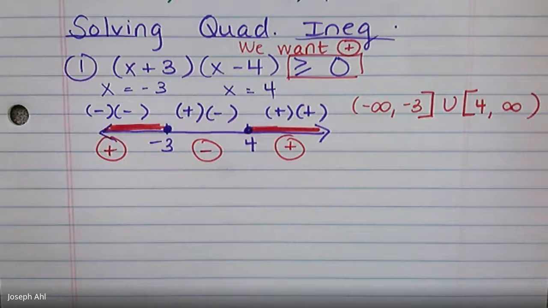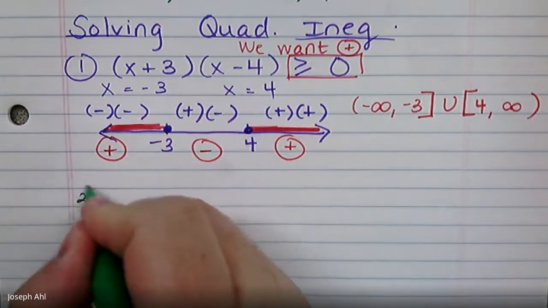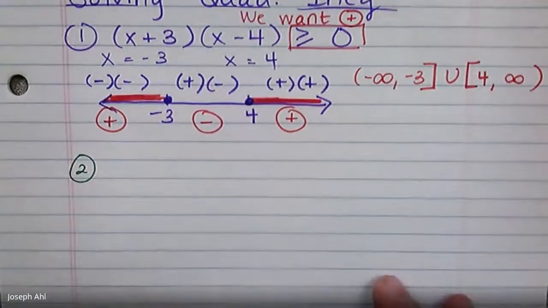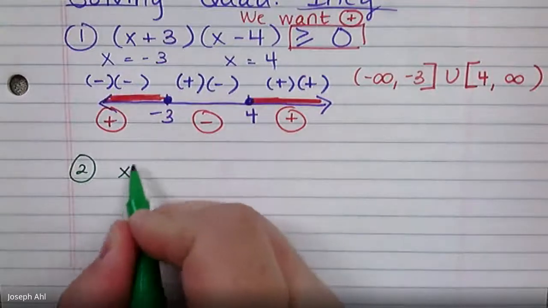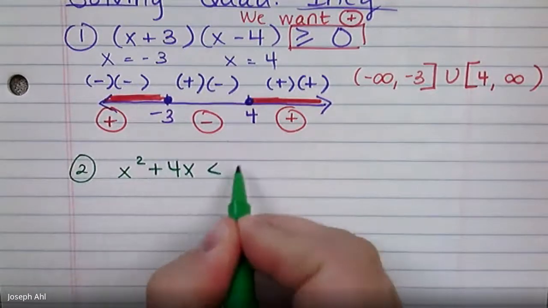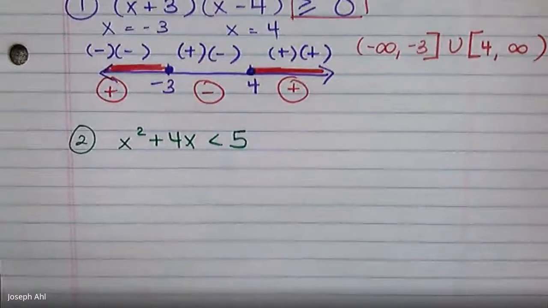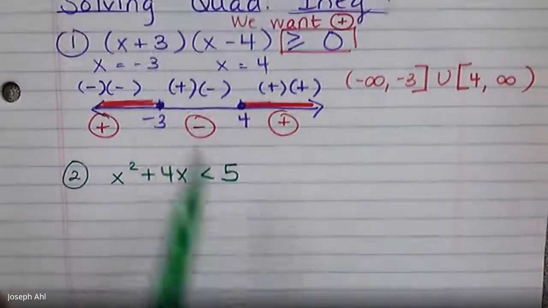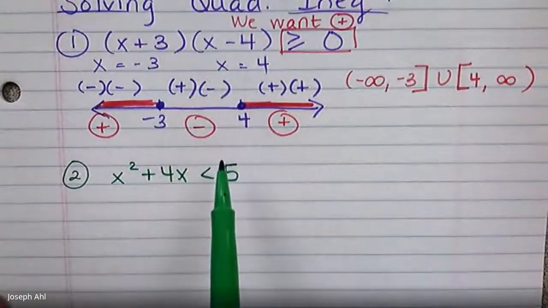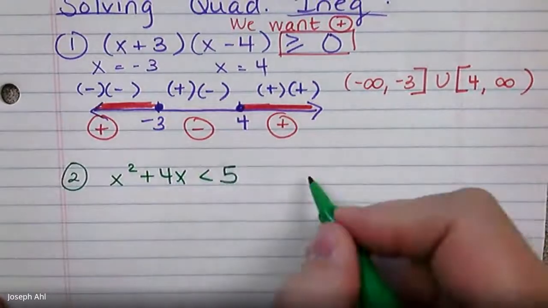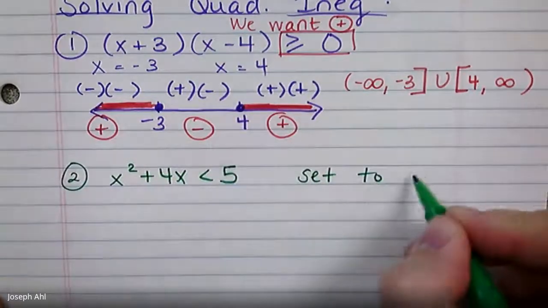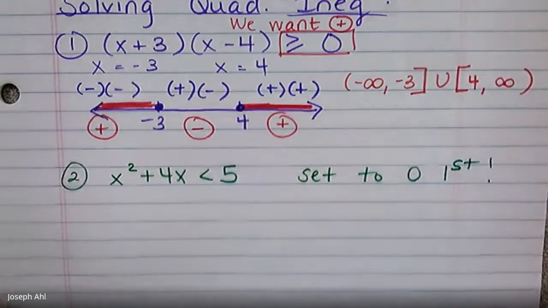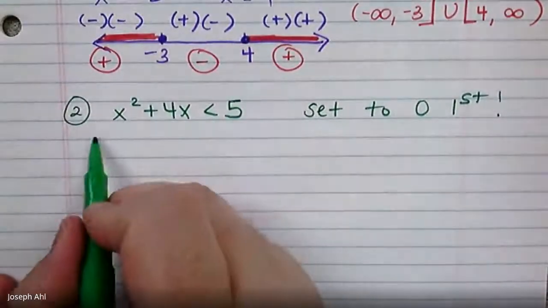Okay. So hopefully we're setting the stage for now when we get to examples where maybe it's not already factored for us, we can still easily determine the solutions here. So number 2, I want to figure out when x squared plus 4x is less than 5. Okay, well, it looks a little different than number 1, but what I want you to do first is you have to set this to 0. Okay, set to 0 first. It's important. So I'm going to subtract the 5 over.